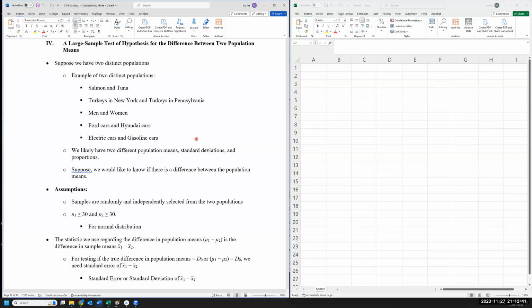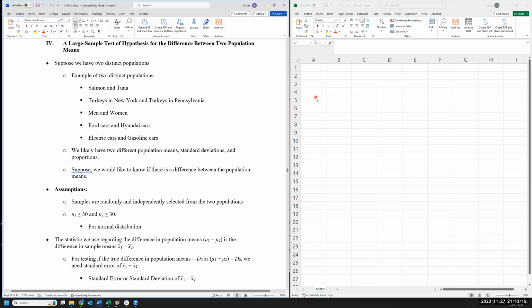of some characteristic is different between the two populations. Say the number of eggs salmon lay and the number of eggs tuna lay, are they different? Or are they the same? On average, if salmon lay about the same number of eggs as tuna, then the difference between the two population means of salmon eggs and tuna eggs should be 0.